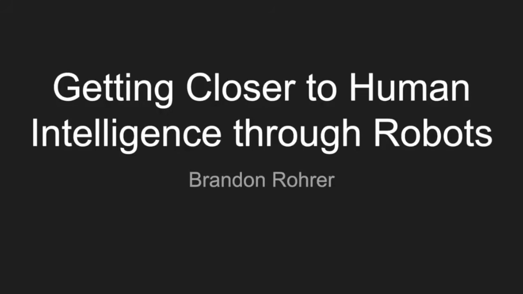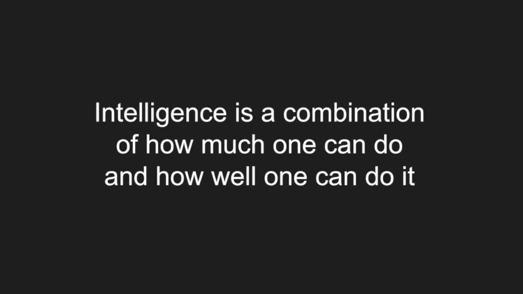Throughout this presentation, we'll be talking about intelligence. The working definition that I propose is that it's a combination of how much one can do and how well one can do it. Notionally, you could be extremely good at only one thing and not be that intelligent. Also, you could do many things, but do them all very poorly, and also not be that intelligent. Intelligence is the combination of being able to do many things and to do them well.